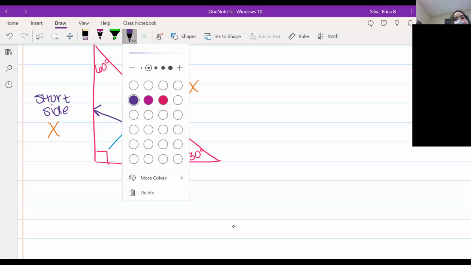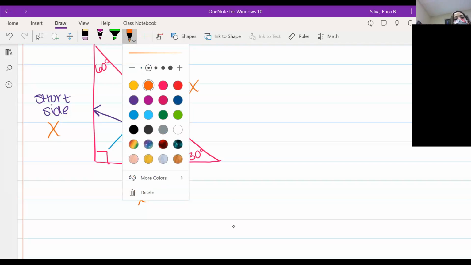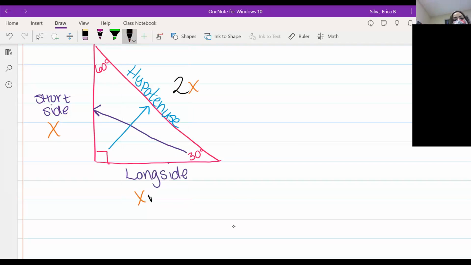On the long side, again, we get x. And the long side is the square root of 3 times bigger. So whatever my smaller side is, we're going to multiply that by the square root of 3, and that will give us that third side. Any questions so far?